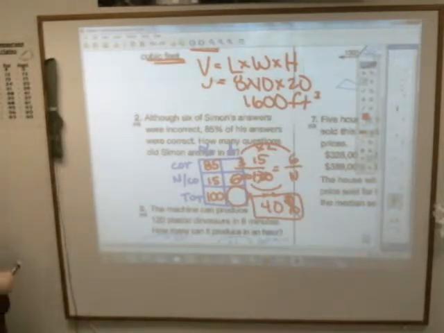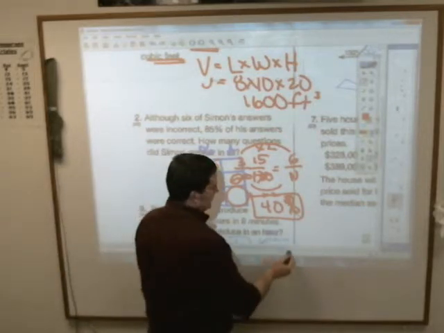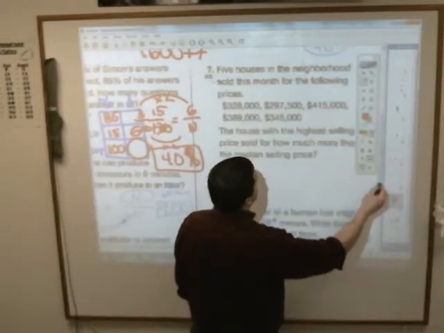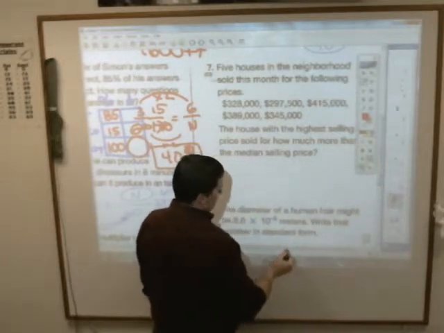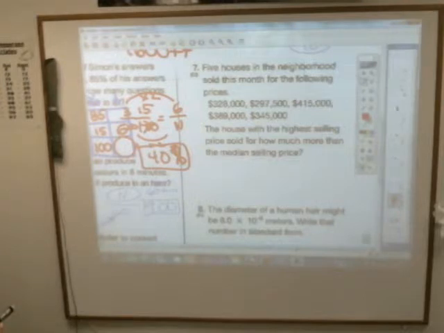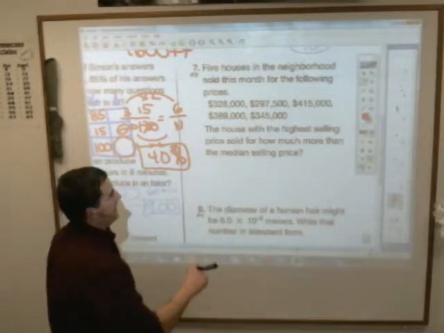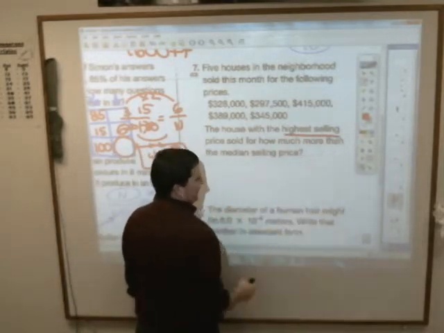Sage, hi. Can you do number 7? Most likely. 5 houses in the neighborhood sold for those prices. The house with the highest selling price sold for how much more than the median selling price? All right, well, the highest selling price is pretty easy. What's the highest, Sage?